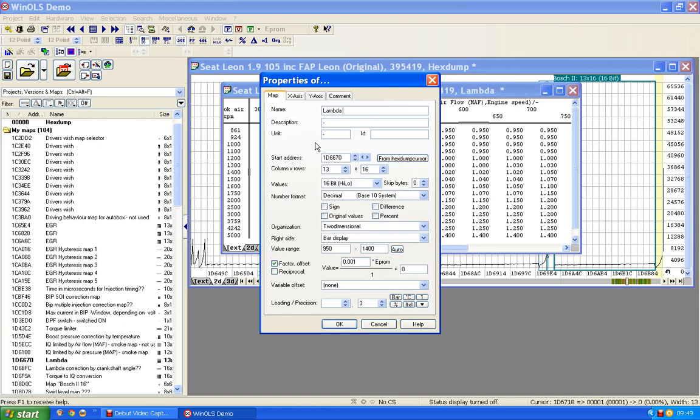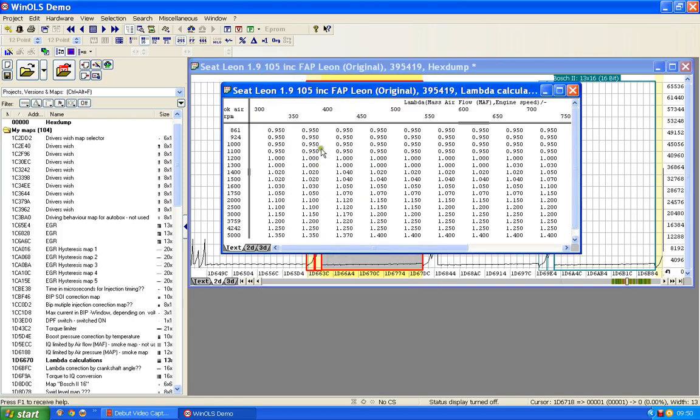Right, now this map is based on Lambda calculations. In other words, these figures have been pre-prepared and pre-entered by somebody who has already tested this engine on an engine rig and then worked out all the calculations that they expect to get. So the description of the output is simply Lambda, and there is a symbol, but I'm not going to worry about putting a symbol in for it. We'll just leave it like that. So we'll say OK to that. So there we go. We've got our first Lambda map.